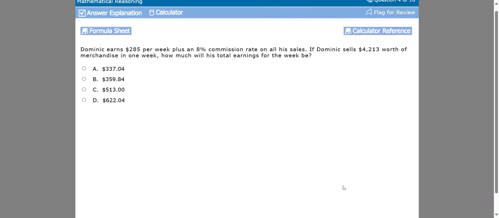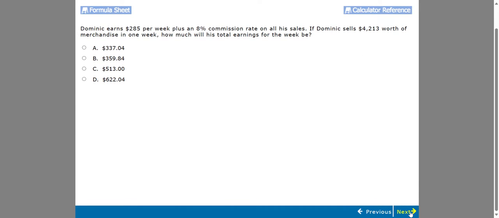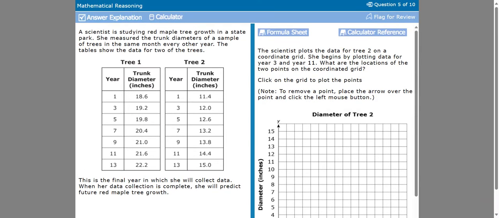Going on to the next question. Again, sort of a percentage here. In this case, looking at how much you're earning per week plus commission. And it goes through what the earnings will be. And so you can sort of get a glimpse at the expectations. This one all of a sudden jumped quite a bit in complication here. But again, you can at least start to practice.